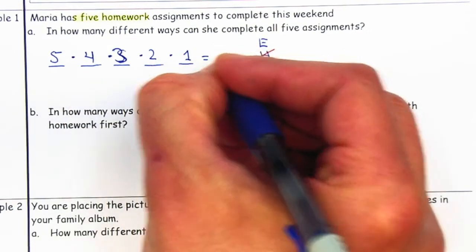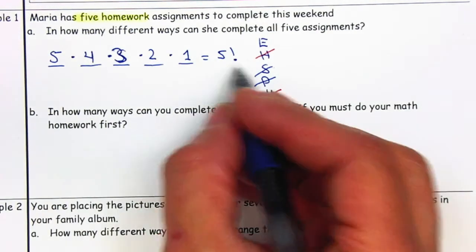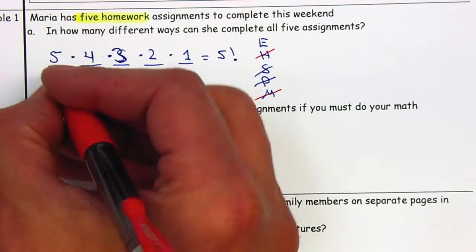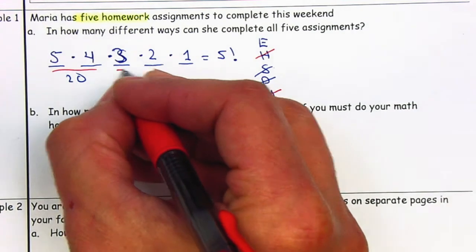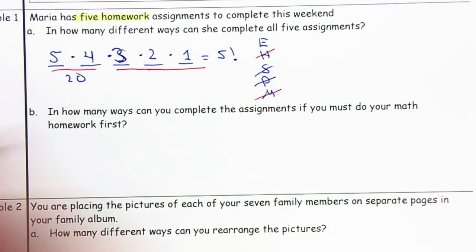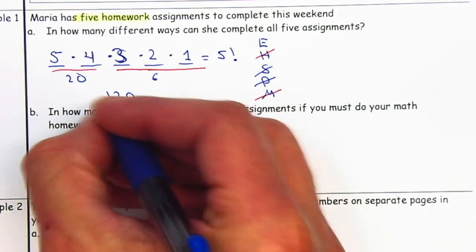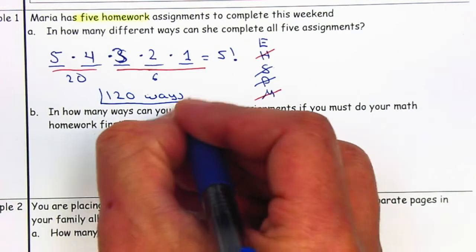You could have rewritten this as 5 factorial. Many times you will see this as an answer on a multiple choice test. So let's multiply it together. 5 times 4 will give me 20. And 3 times 2 is 6, times 1 is 6. Multiply together will give me 120. So there's 120 ways to complete your homework.